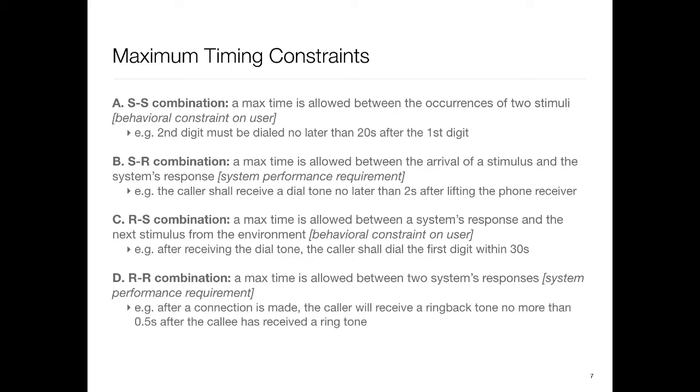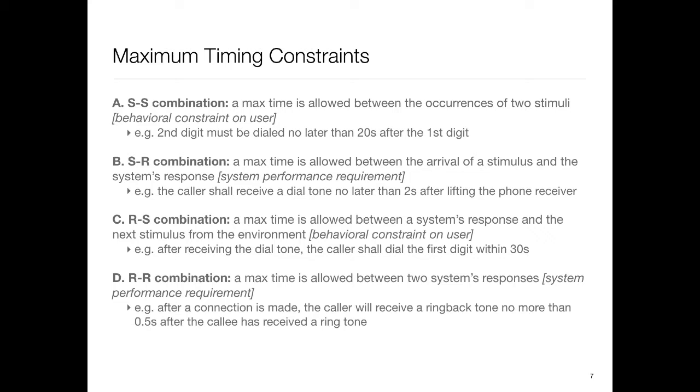RS is response to corresponding stimulus. So the system does something, like moves something in the world, and the world reacts, and then something comes back. So a max time like this. For example, after receiving the dial tone, the person shall dial the first digit within 30 seconds. So I lift the phone, the dial tone comes, then I have 30 seconds to go back. Again, you can imagine these kinds of things happening in a lot of systems that you interact with. So this is a constraint on the user.